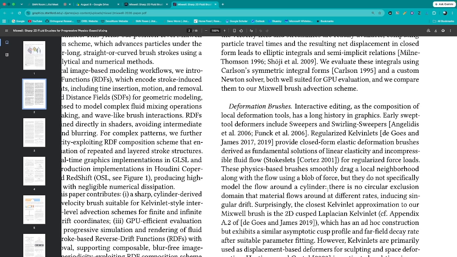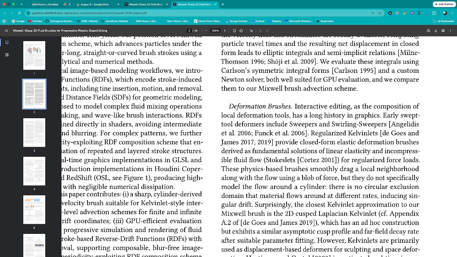Now you can do that, of course, and it works to some extent. It gives you a nice visual effect, and it models the physics as you might see them in a flow. But they do not specifically model the flow around a cylinder. So just because you can generate an image doesn't mean that it actually models the flow itself. And what that means is that there is no circular exclusion domain, that material flows around at different rates, including inducing singular drift.